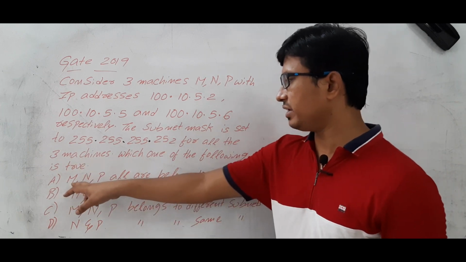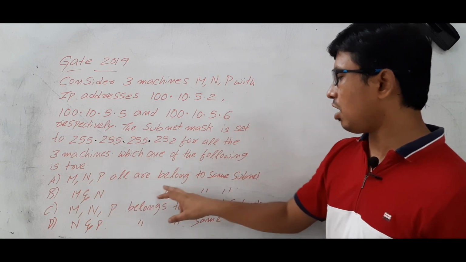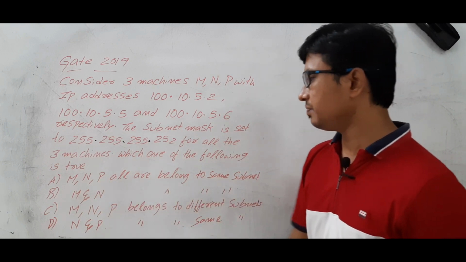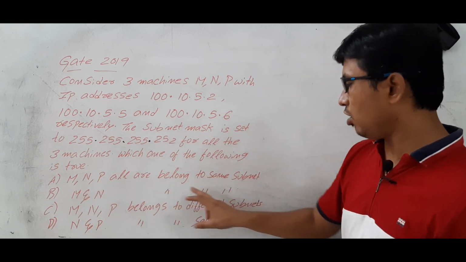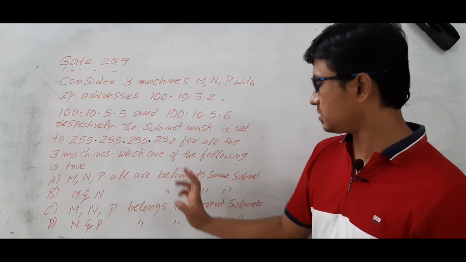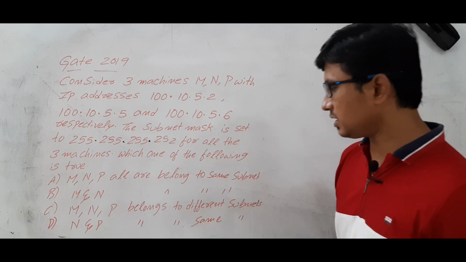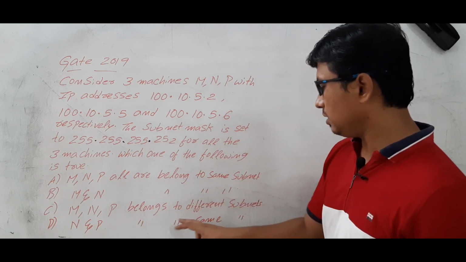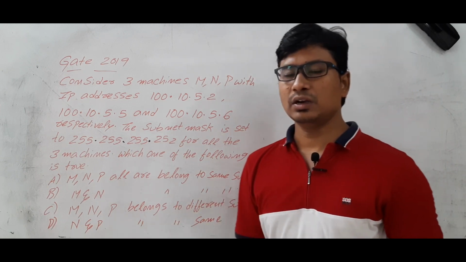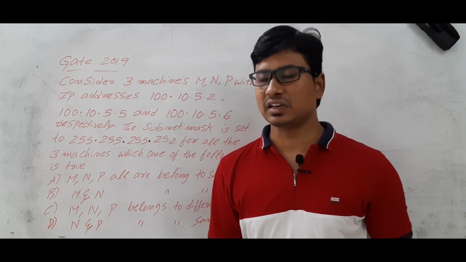Option A: M, N, P all belong to the same subnet. Option B: M and N belong to the same subnet. Option C: M, N, P belong to different subnets. Option D: N and P belong to the same subnet. Now we need to check which is the right answer.